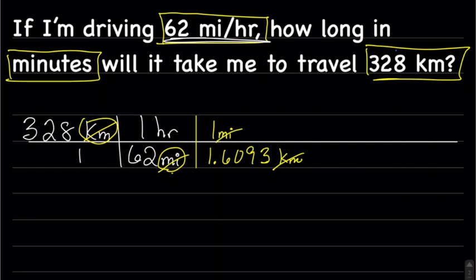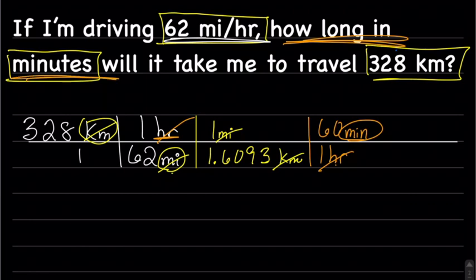All I have left to deal with is my time unit, so hour, and I want that in minutes. So I'm going to put at the bottom 1 hour is 60 minutes. So hour crosses out, hours crosses out. I'm left with minutes, which if you look back, that was our question. So now we just multiply and divide, plug and chug, and if I did this correctly, I got 197.2406, etc. minutes.